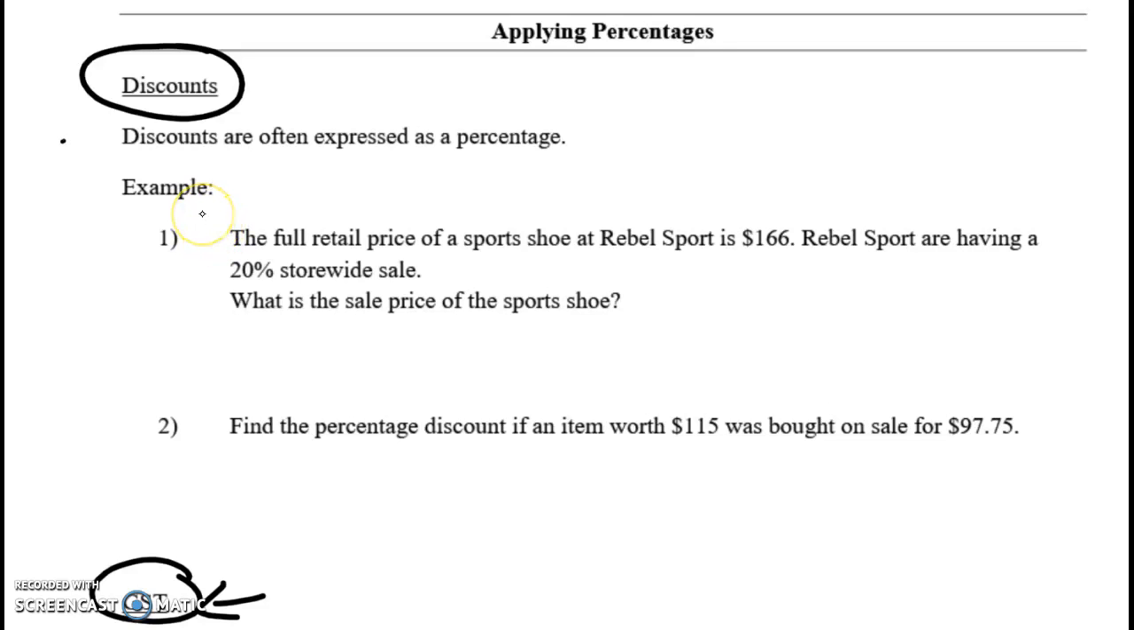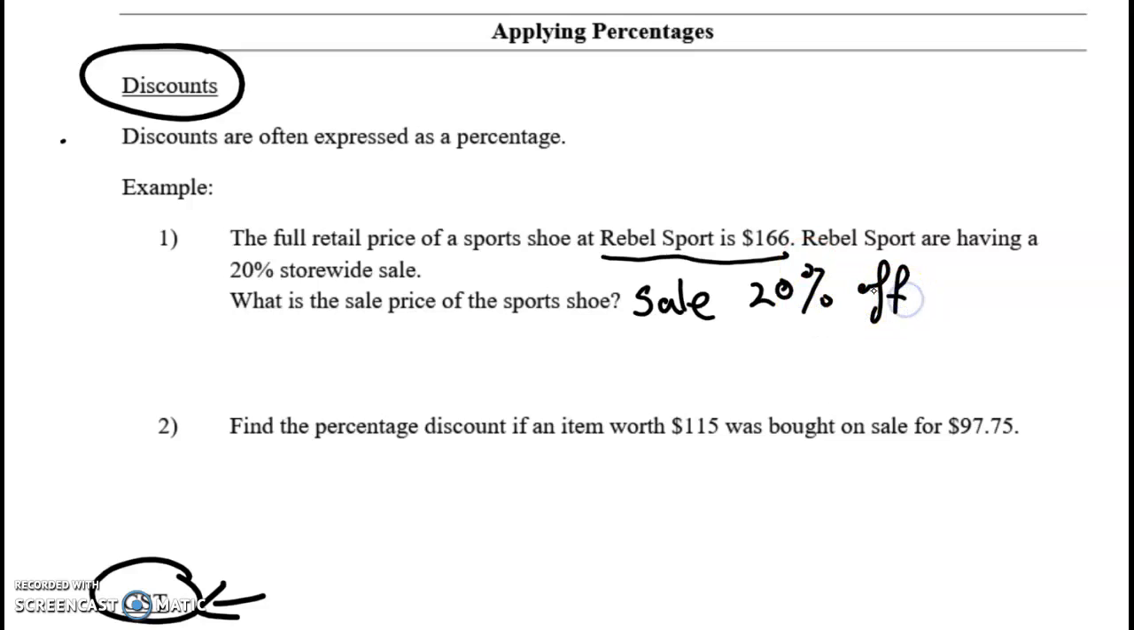So let's have a look at this one. The full retail price of a sports shoe at Rebel Sport is $166. So that's the full retail price. Now Rebel Sport are having a 20% store-wide sale. So what is the sale price of the shoe? So what is it on sale? So on sale, you're taking 20% off.